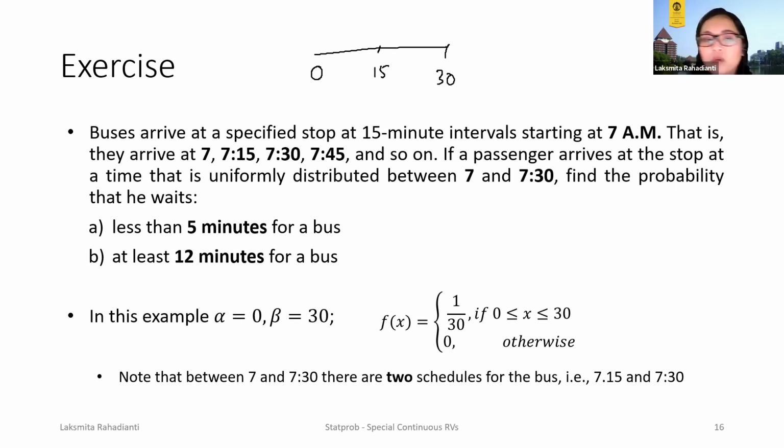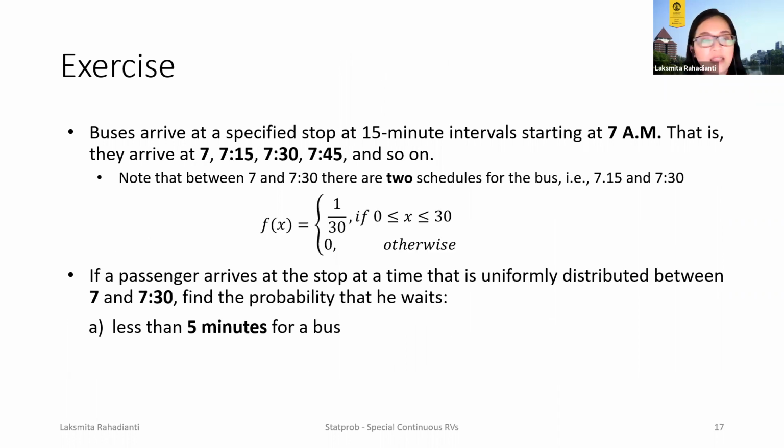Okay, so now we are going to look into the problems of A and B. In the first one, A, what I am asking is: what is the probability that the passenger arrives at the stop at a time that is uniformly distributed between 7 and 7:30? I don't know what time, but it is between 7 and 7:30. Find the probability that he waits less than 5 minutes for a bus. So let's look at that first one, less than 5 minutes for a bus.